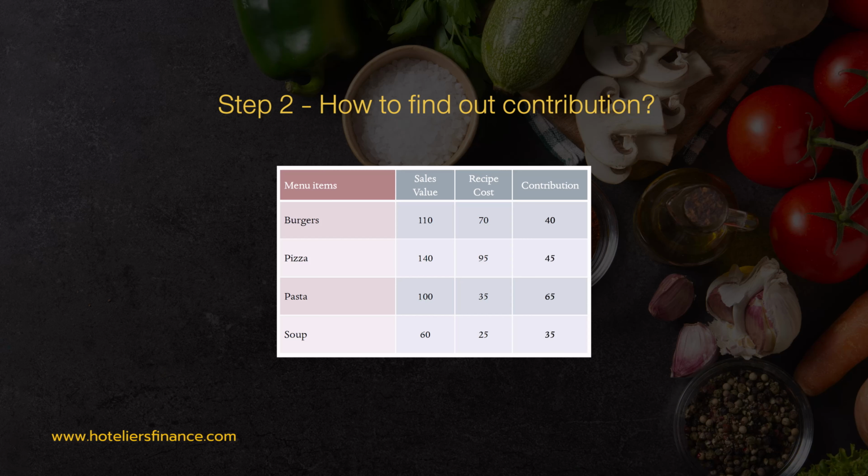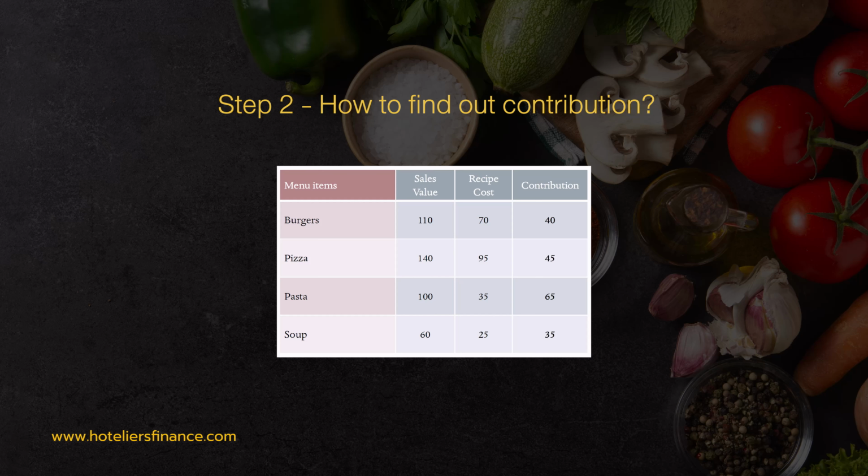So chefs prepare the recipe cost. And in our example also we have a recipe cost, prepared by the chefs based on the ingredients. And here we can see the burgers. The recipe cost is 70, pizza is 95, pasta cost 35 and soup cost only 25.